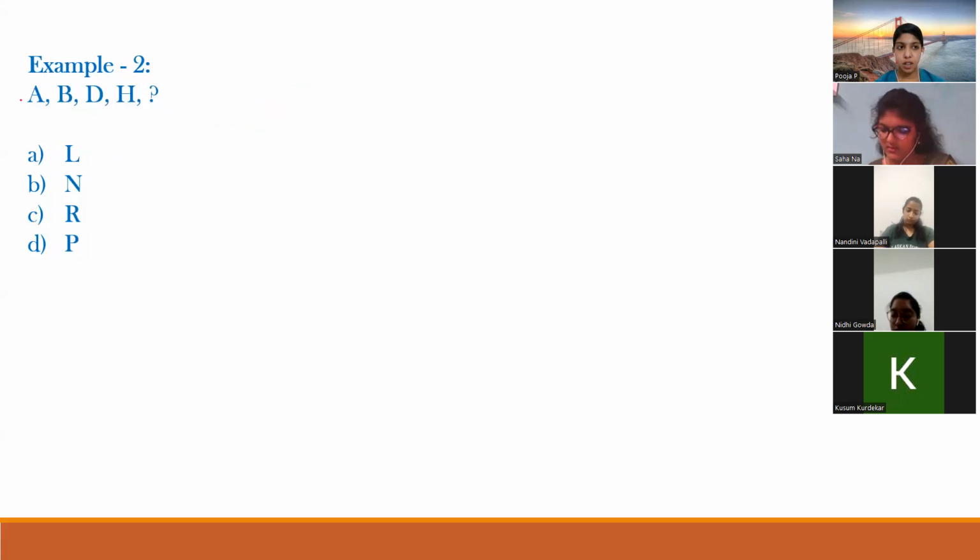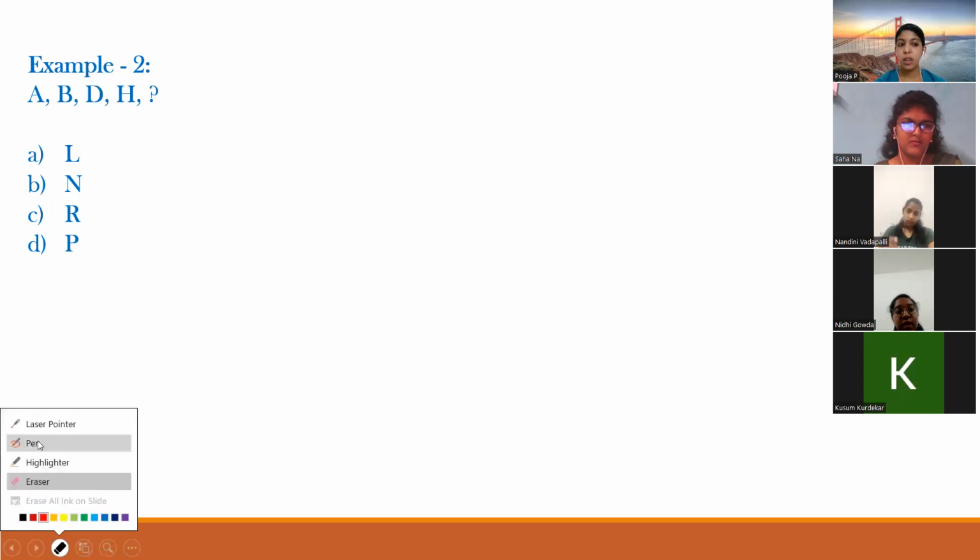So A, B, D, and H. A, B, okay, the difference is 0. B, C, D, okay, it is 1. E, F, G, H. Okay, so you're getting 4 here. In this case, it should have been an alternating series. Because between A and B, you have no difference at all. It is 0. Between B and D, you have one difference. Okay, that is the letter C. But between D and H, you're not finding anything.